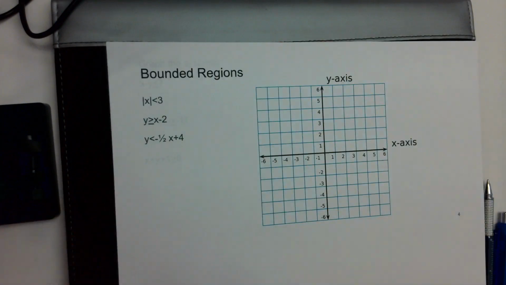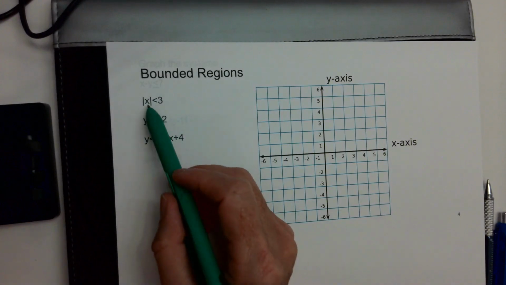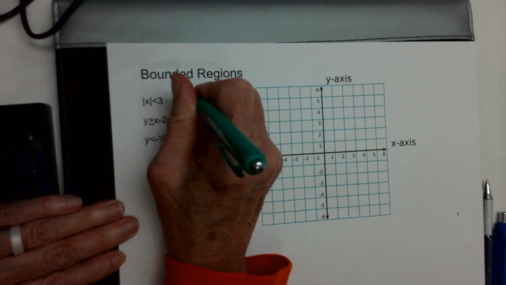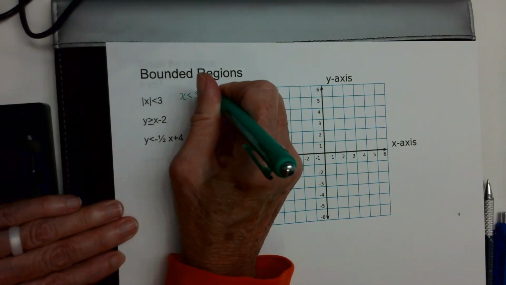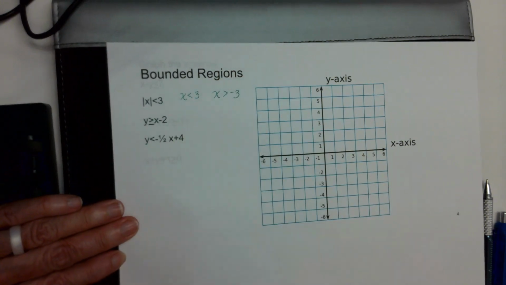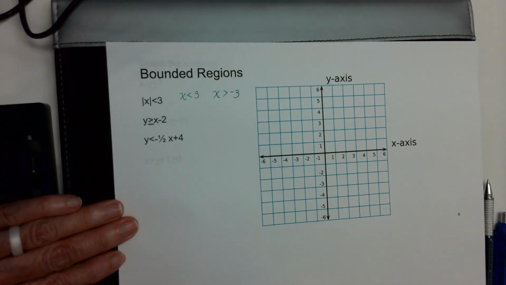Let's do another one. Okay, now these are a little bit harder. This one, I have an absolute value, so remember that actually translates into x minus 3, and x is greater than negative 3. So we'll do those two in green.